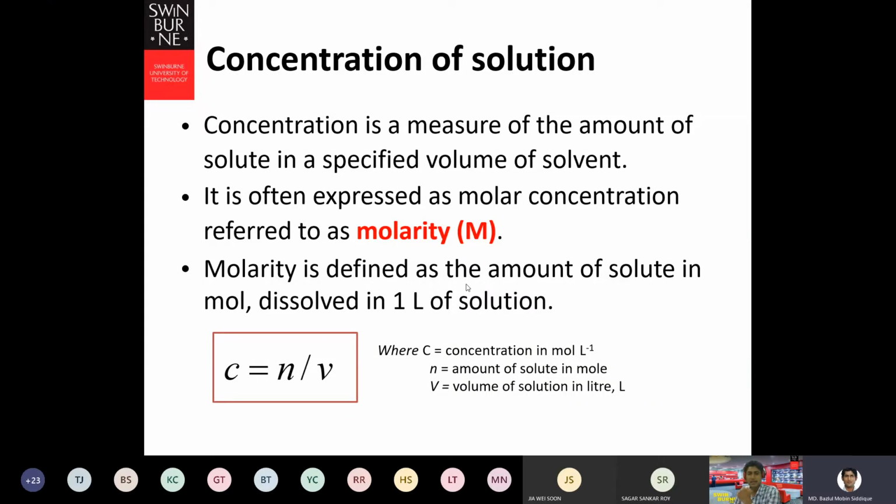It defines how many moles are in 1 liter of solution. Two important things to remember: moles and exactly 1 liter. If there are 5 moles in 1 liter, we call it a 5 molar solution. If there is 0.1 mole of that compound in 1 liter, we call it a 0.1 molar solution. And this is the equation that we already know, C equals n over V, that is, concentration equals number of moles over volume.